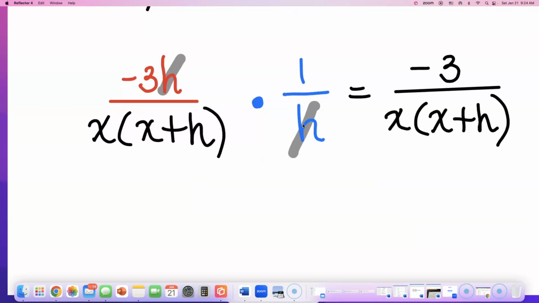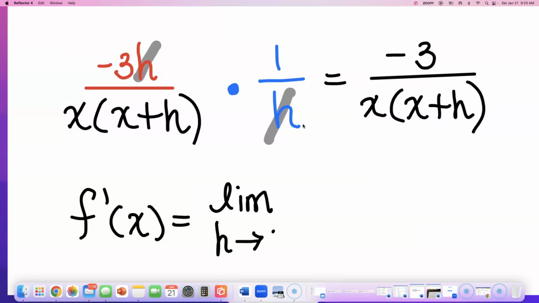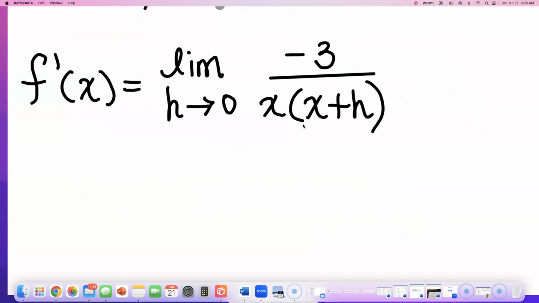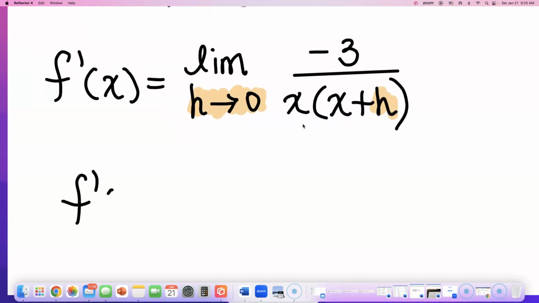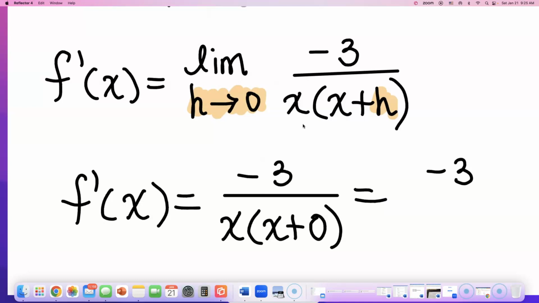Now, it's time for us to plug in h equals 0 into this function, because remember, the derivative is the limit as h approaches 0 of the simplified difference quotient, right? So what we now need to do is plug in 0 into h. So f prime of x equals negative 3 over x times x plus 0, which is negative 3 over x times x, right?